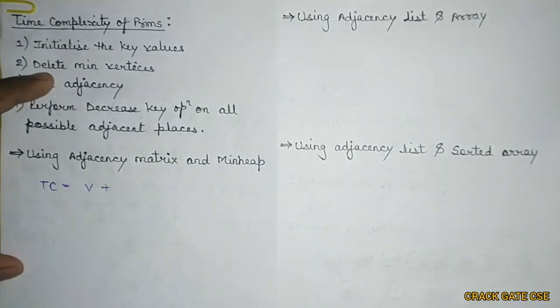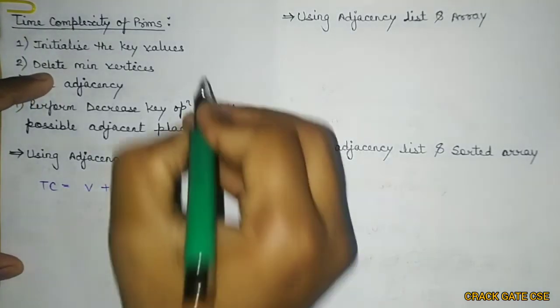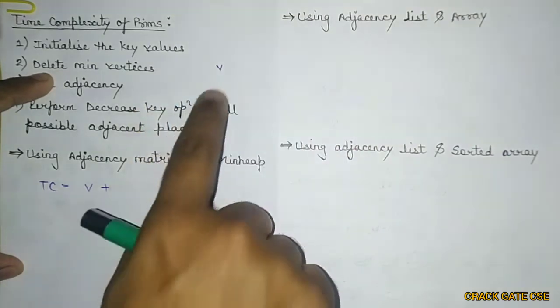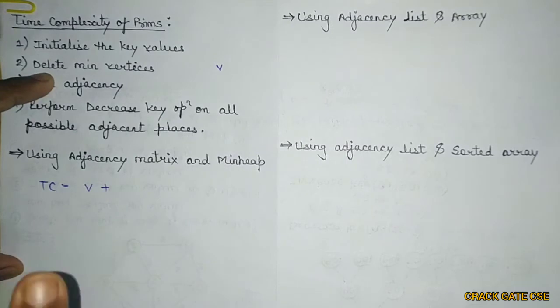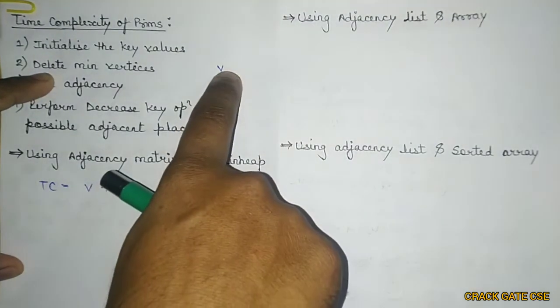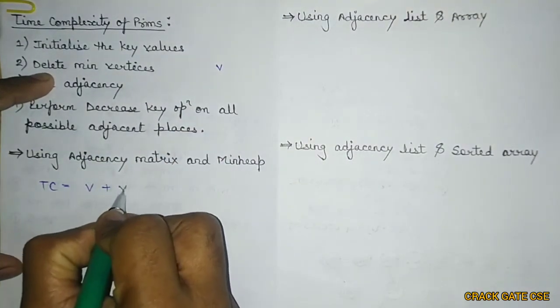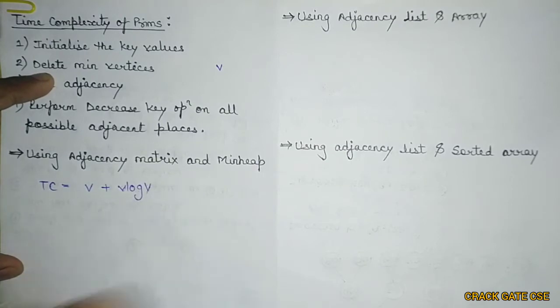Now we have to delete the minimum every time. We will be having V vertices. Each deletion in this min heap will take order of log V. So to delete V vertices it will take V log V, right?